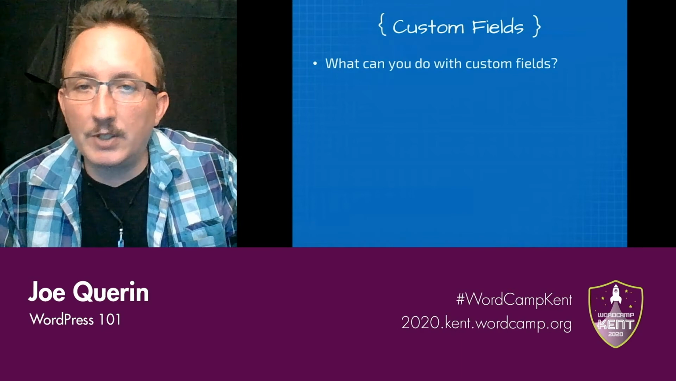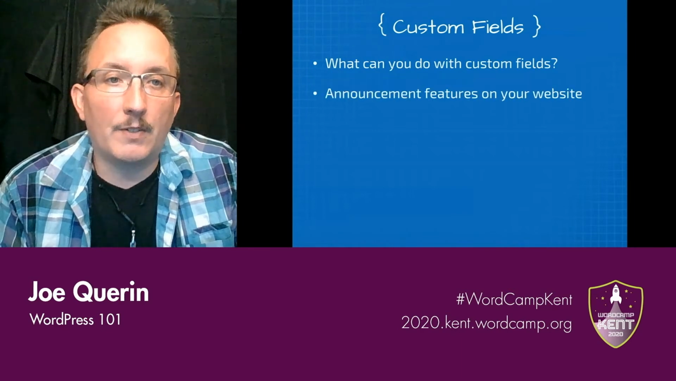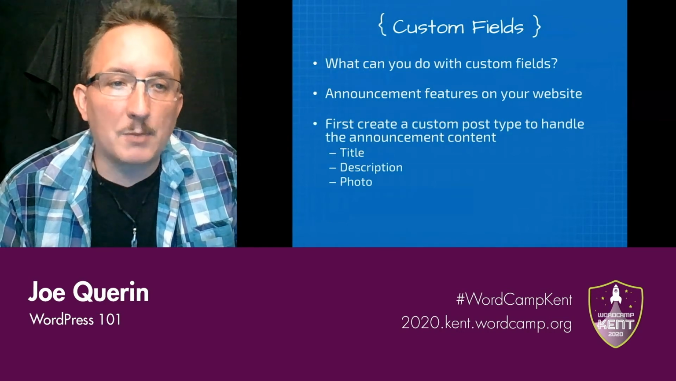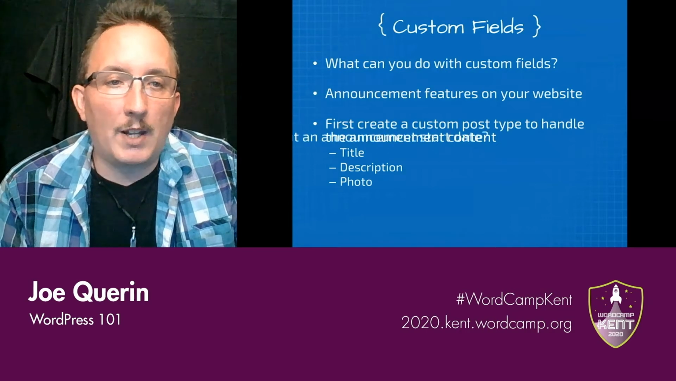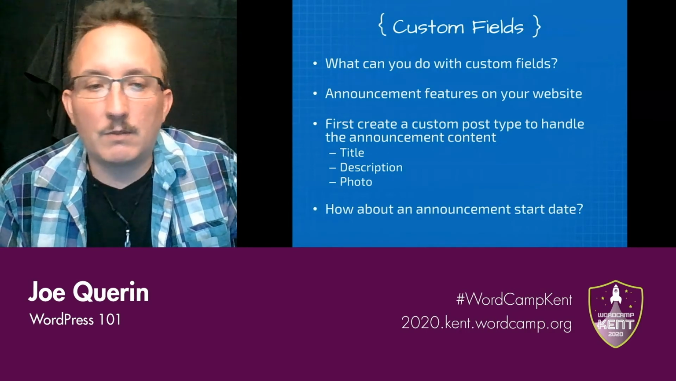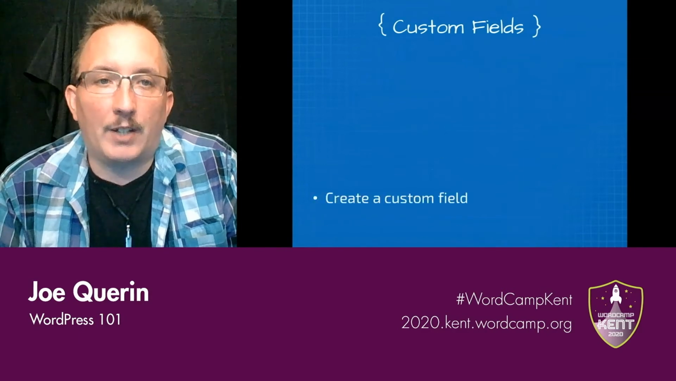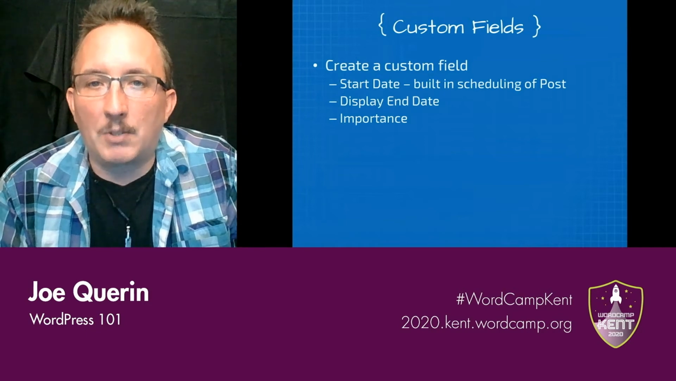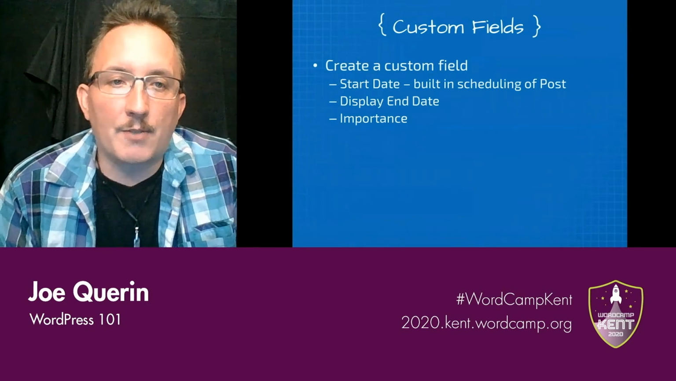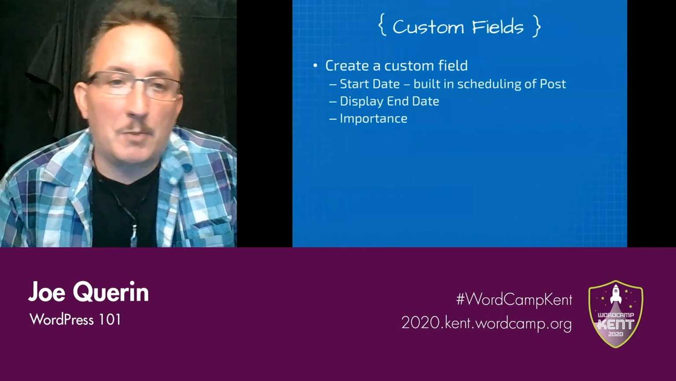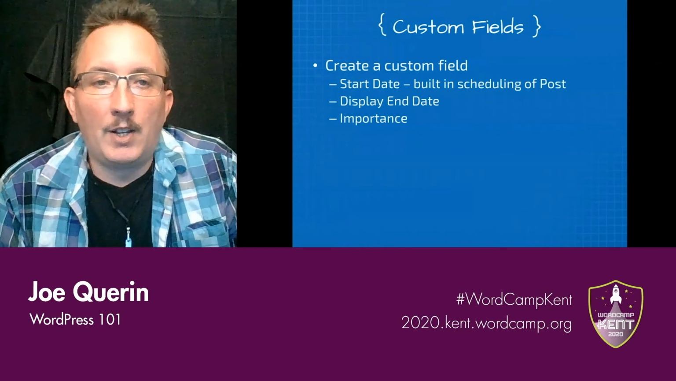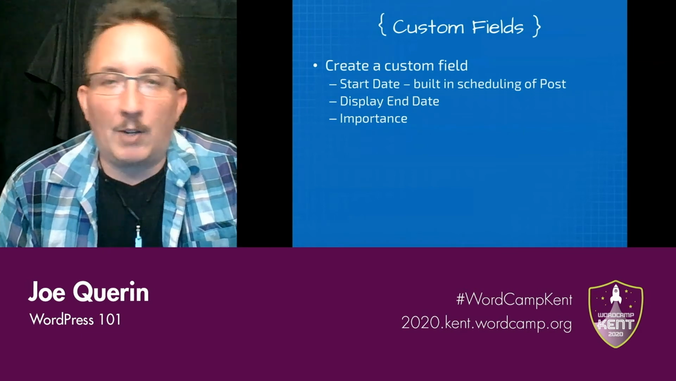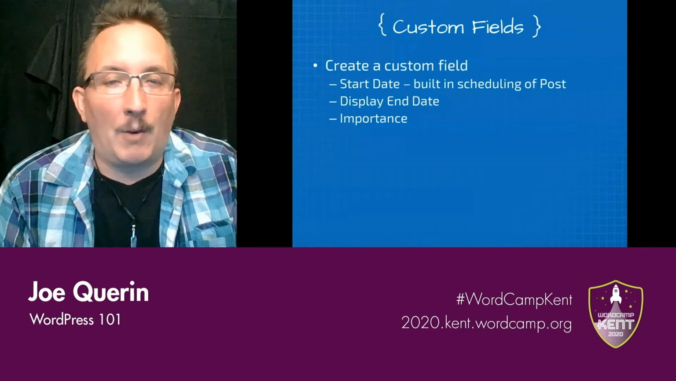So what can you do with custom fields? You can actually do quite a lot with custom fields. Announcement features on your website. You could create a custom post type to handle the announcement content, title, description, photo. But then how about an announcement start date? Well, you could use the post date, but what if I want to future date things? I could create a custom field. So I can create a start date, and I can use the start date to build in the scheduling of the post, but I could also create a custom field for the display end date. So now when the display end date passes, my announcement goes away. I could also create an importance value. So maybe I want to make it red, or blue, or green, or orange. I want to add some kind of importance.